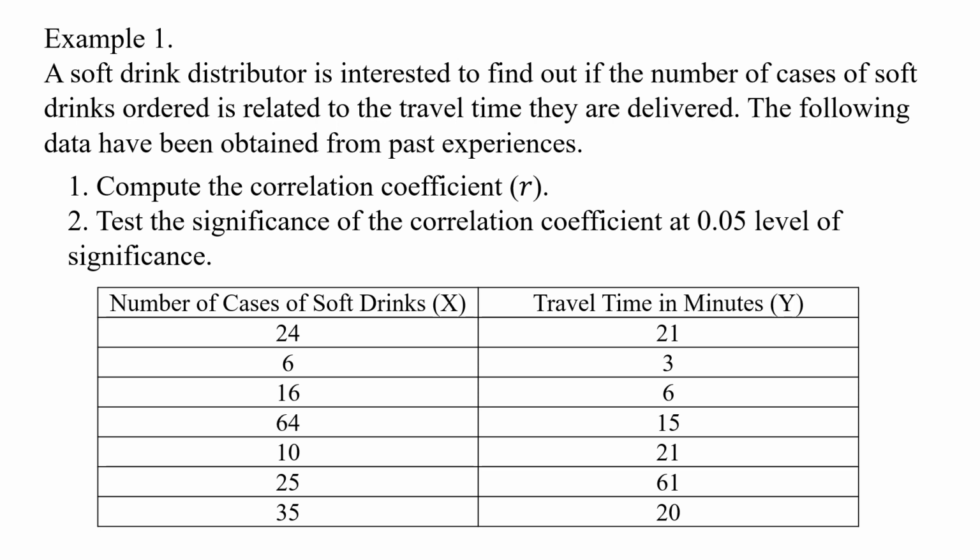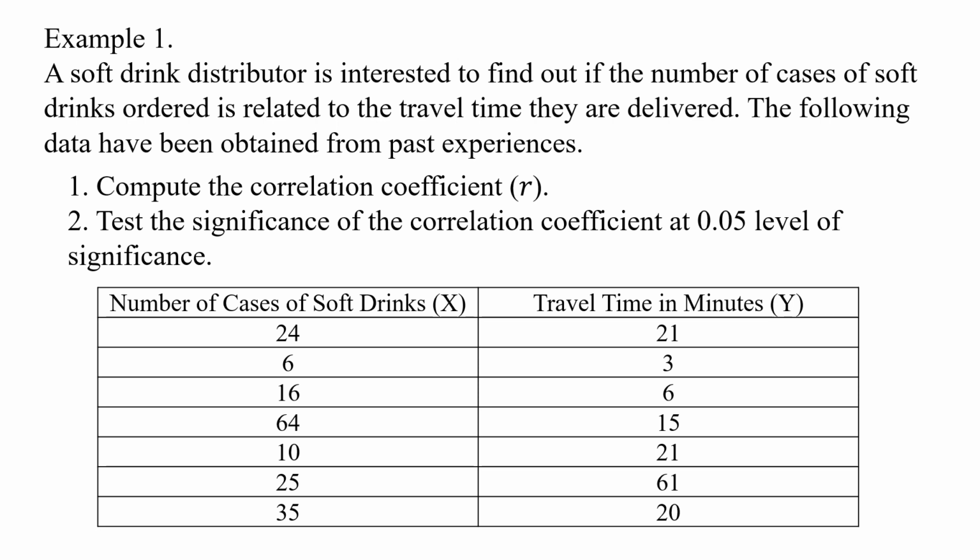Okay, now let's have an example. Okay, example 1, a soft drink distributor is interested to find out if the number of cases of soft drinks ordered is related to the travel time they are delivered. The following data have been obtained from the past experiences. Okay, so first, we need to compute the correlation coefficient or yung R. Then second, test the significance of the correlation coefficient at 0.05 level of significance.